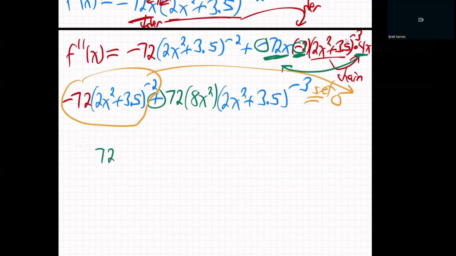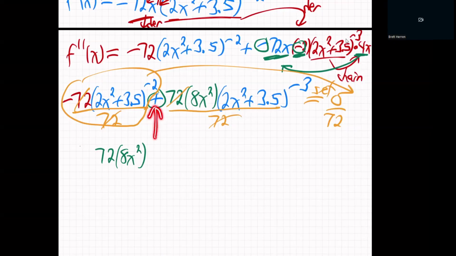So 72 times 8x squared. Or actually, let me just get rid of these 72s right now. They're bothering me. Divide by 72. Divide by 72. Divide by 72. Divide by 72. So that's why I wanted to do that. By the way, see how I'm looking at this? This guy's the separator. Pluses and minuses outside of parentheses are the separators. This is all one big term. This is all another term. Jump this guy to the other side, get rid of the 72s.